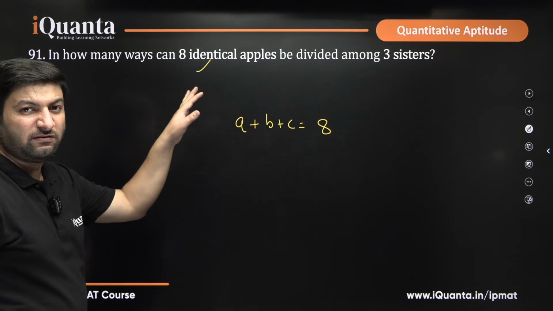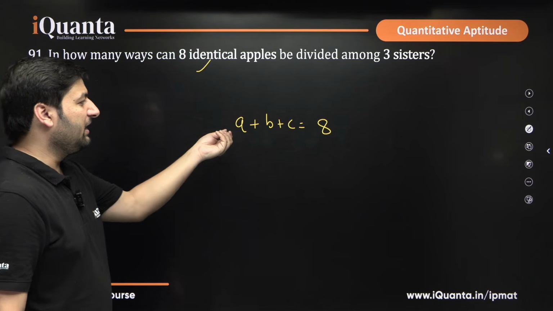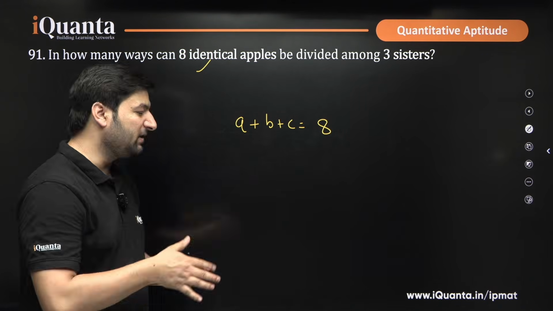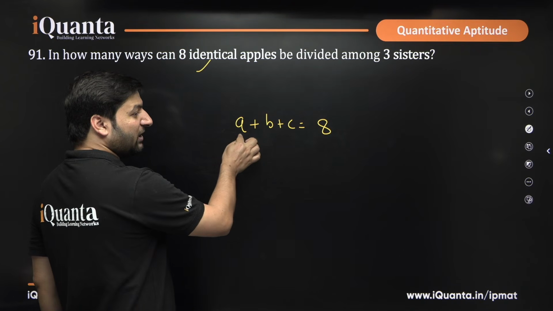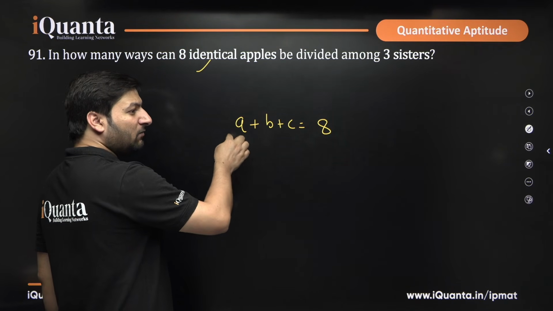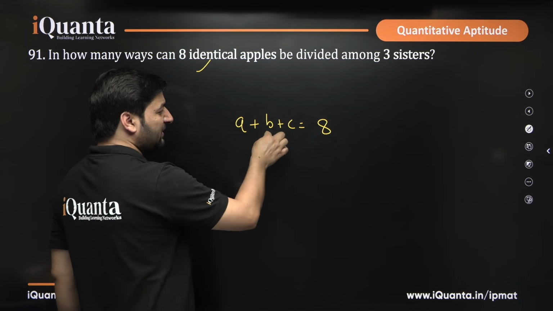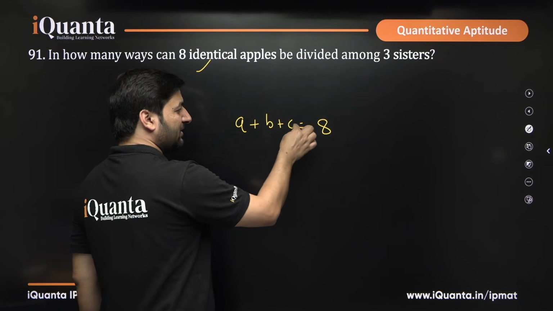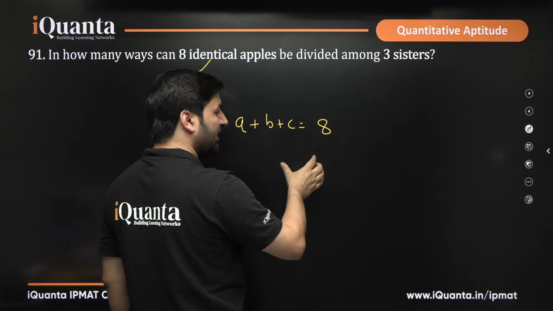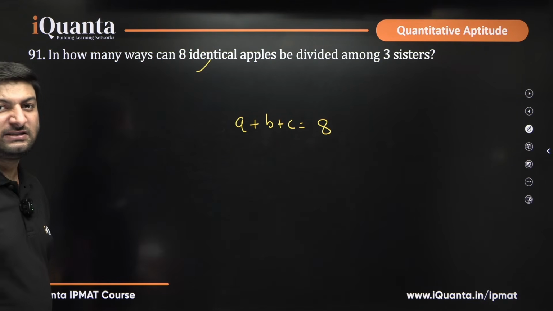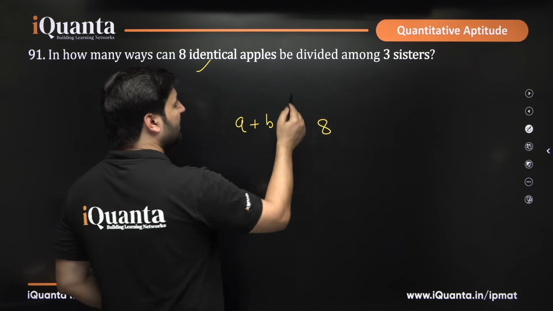They have not given us any constraint that each sister should get 1 or more. If they give us something like this sister should get 1 or more, we will write it as 1 plus x. If this sister gets 2 or more, then 2 plus y. C has 3 or more, then 3 plus y, and then we will check out whether we can put x, y, z 0 or more. Okay? But here they have not given anything.